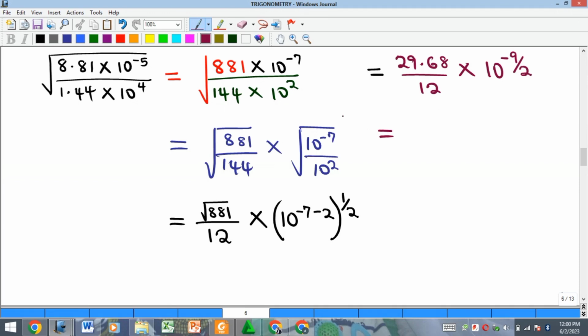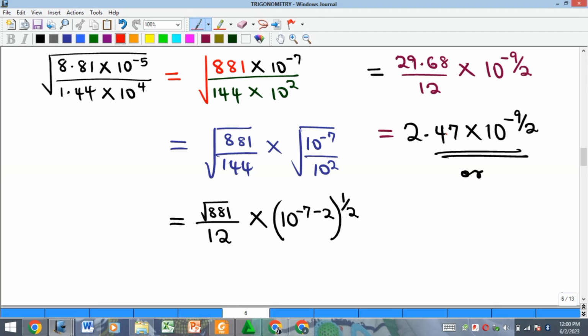And at this point, if we divide 29.68 by 12, that is going to give us 2.47 multiplied by 10 raised to the power of minus 9 all over 2. And we can actually stop here because it's already in standard form. But if we want to make this a whole number, that's another solution you can have.